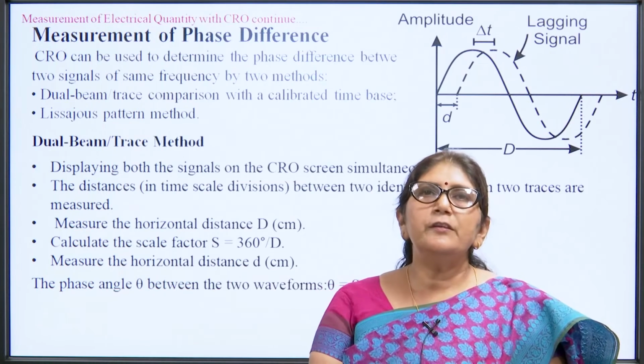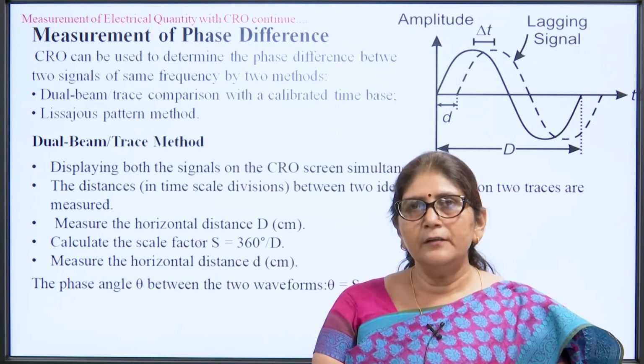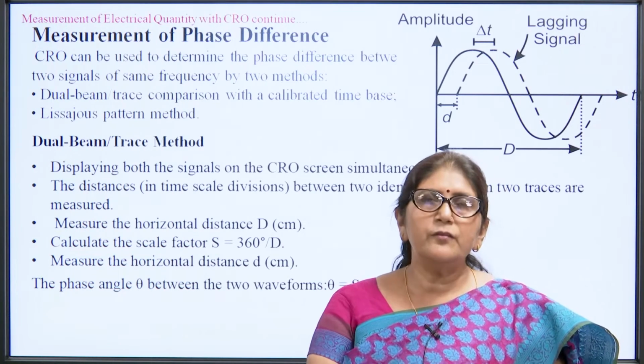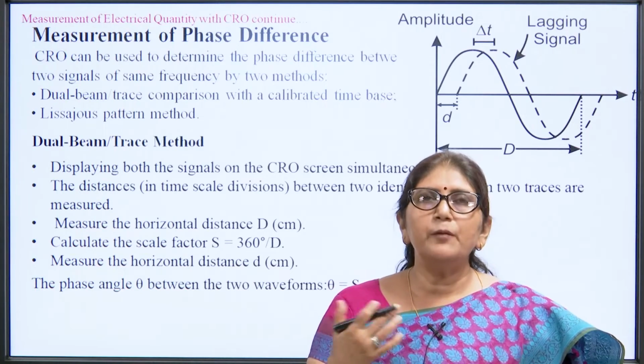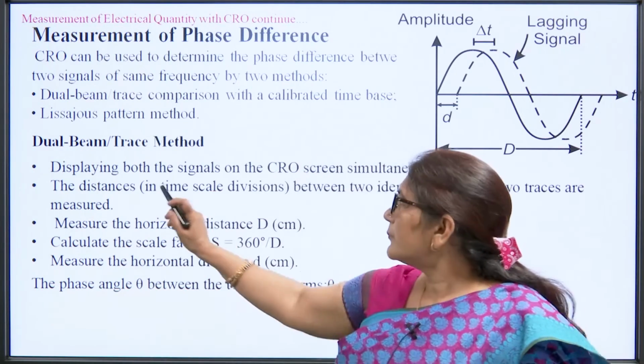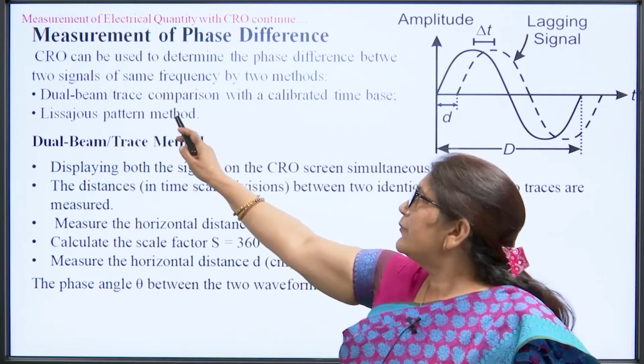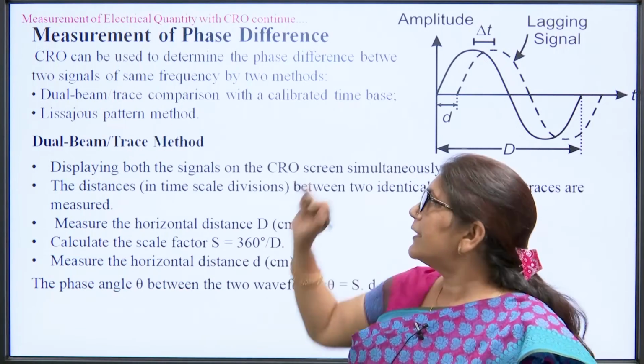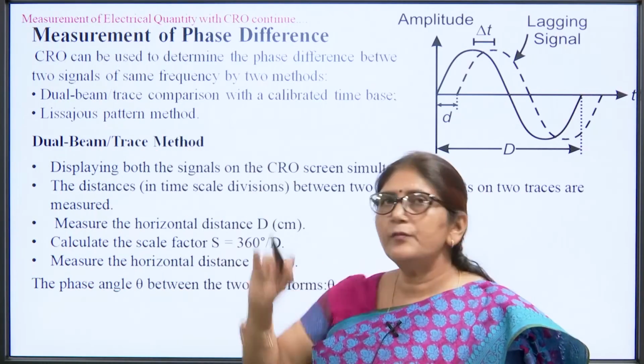Now we want to measure the phase difference between signals. There are 2 methods by which we can measure the phase difference. The first is the dual beam trace comparison with the calibrated time base generator, and the second is the Lissajous pattern.